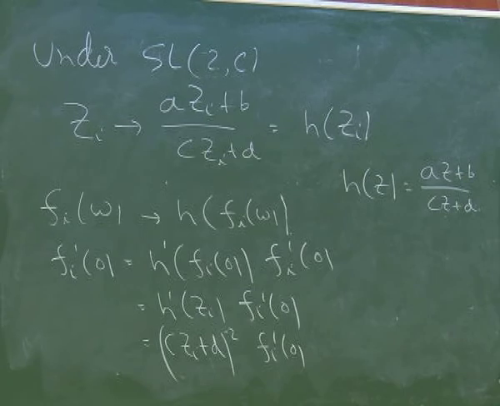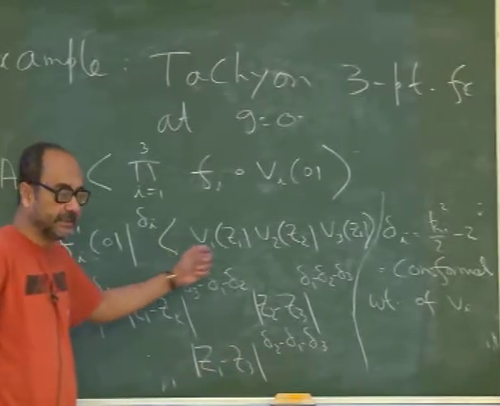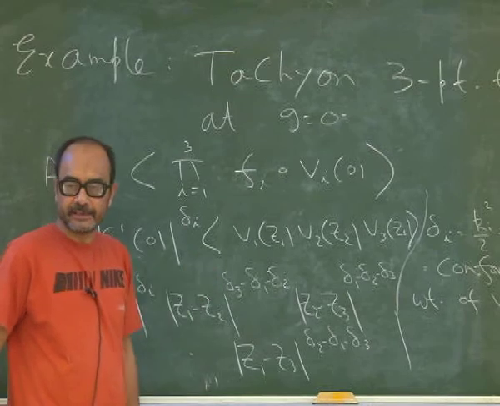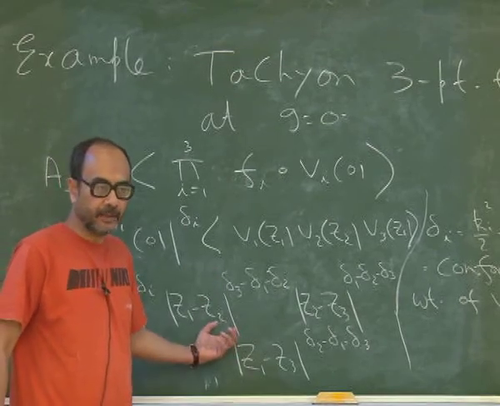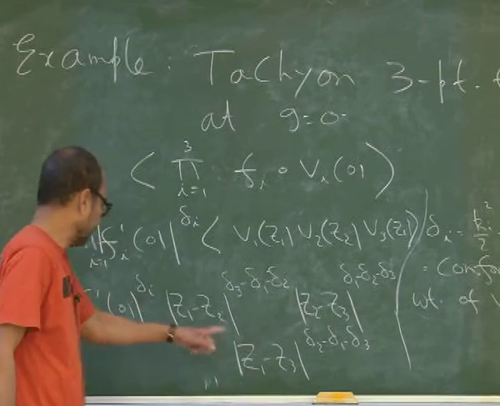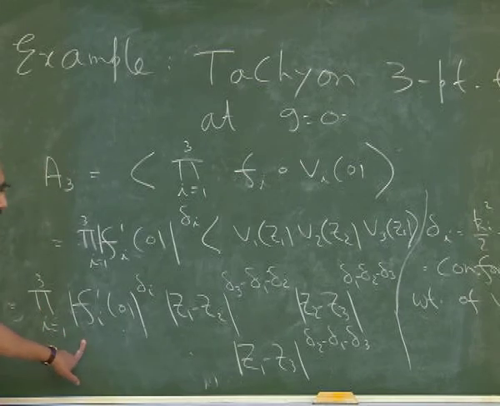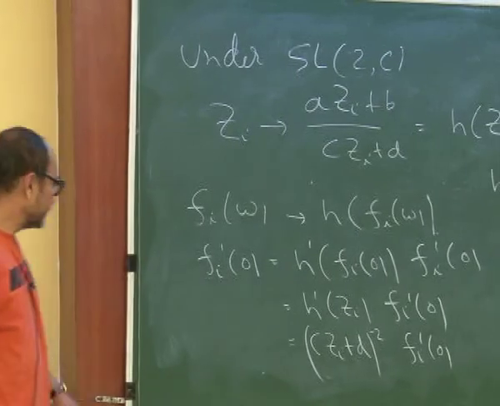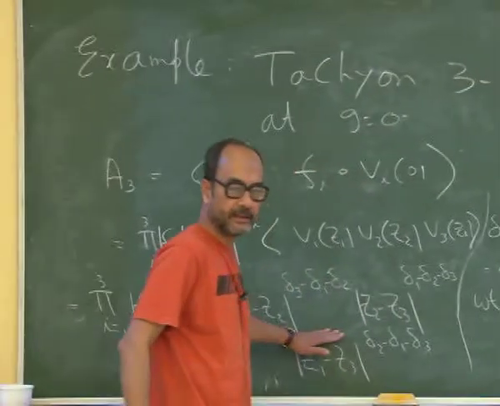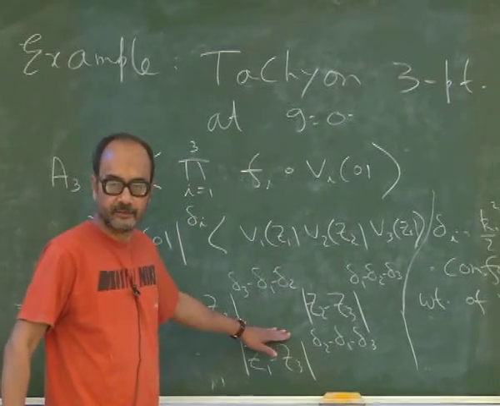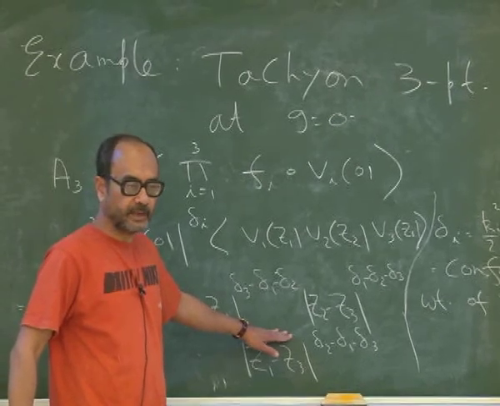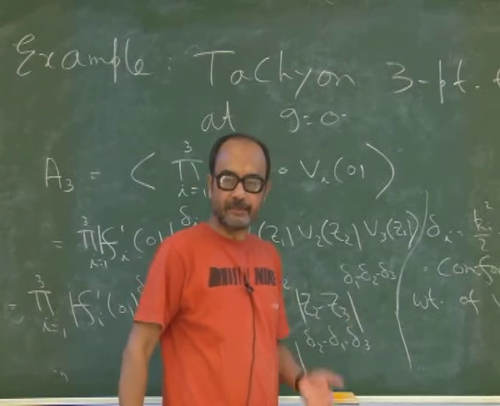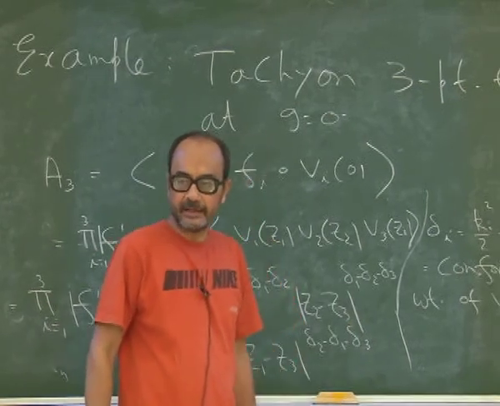So you see that if you make an SL2C transformation, this factor will change under Zi goes to A Zi plus B over C Zi plus D. This is not invariant, but I'll leave it as an exercise to check that this transformation that we see from here precisely cancels the factor that we get from here. And hence the choice of reference coordinate system Z does not affect the correlation function.